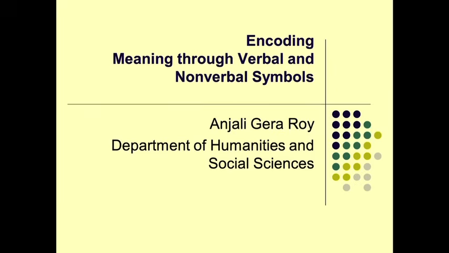We are into the second unit of Module 1, in which we look at encoding meaning together through verbal and non-verbal symbols. In this unit, I will go into some basics of the communication process, which cuts across both speaking and writing, but we need to understand that in order to be able to speak effectively.